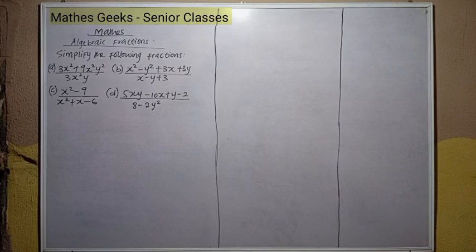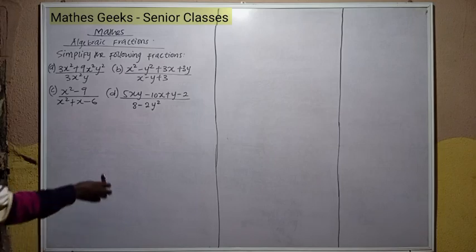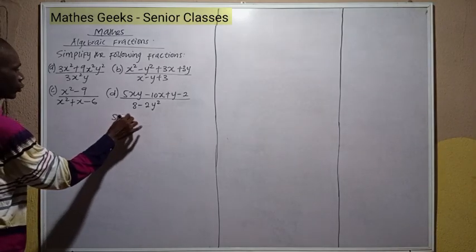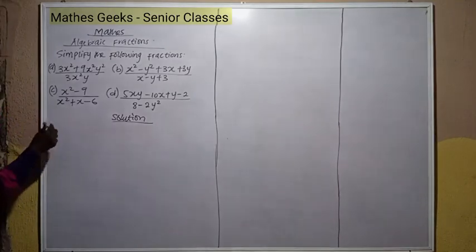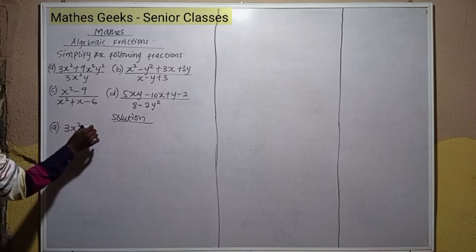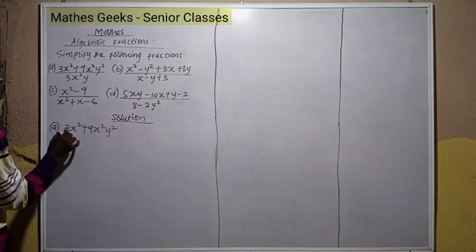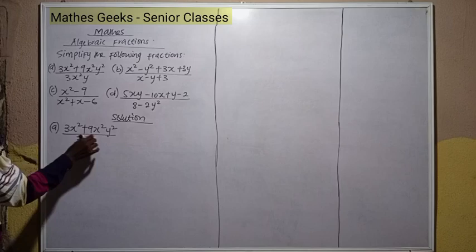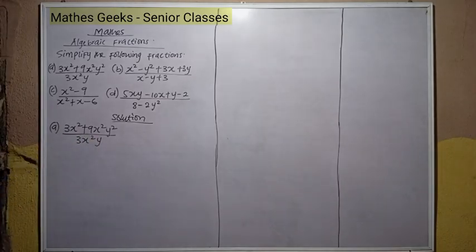All right, we're going to work with these examples on the board. We're going to simplify them as the instruction says we should. Simplify the following fractions. So we're going to start with A. So solution, we have here 3x squared plus 9x squared y squared over 3x squared y. Simplification simply means to reduce to the lowest term possible, and that's what we're going to do.